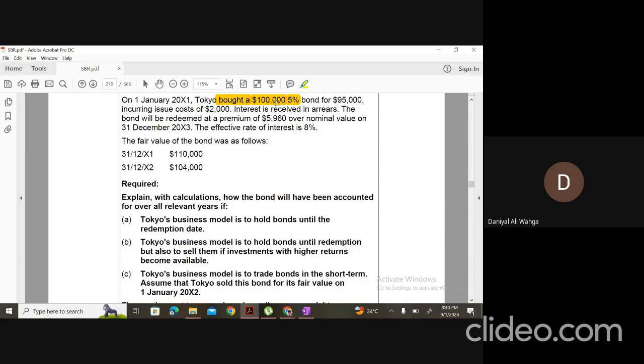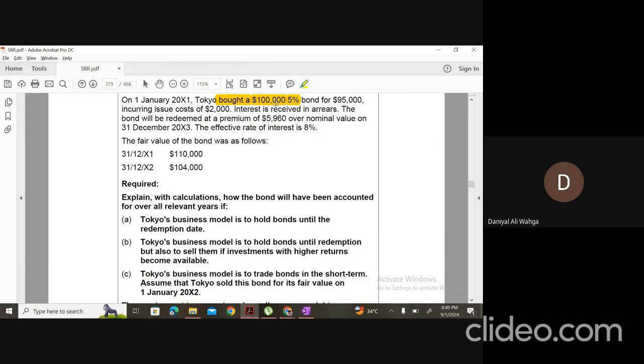Incurring an issue cost. What is an issue cost? Normally, this is the administrative cost, or the cost incurred through a broker or an agent who arranges the purchase of these debt instruments. He charges a certain commission or fee on such purchases. So the issue cost, or the commission on the purchase of these bonds, is $2,000. Interest is received in arrears. That means interest is received at the year end, and the bond will be redeemed at a premium of 5,960.